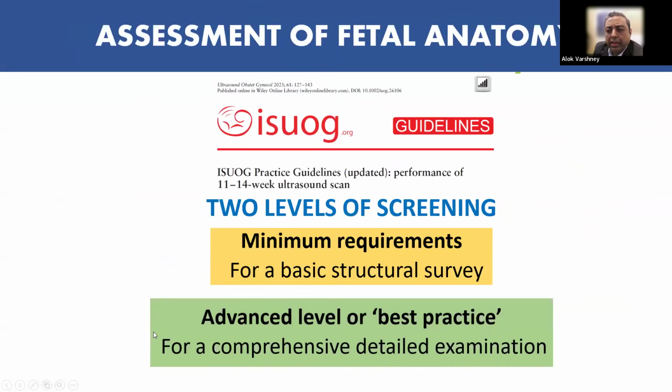But for beginners, at least, I think the ISUOG guideline is better because it tells us about 2 levels of screening. Somebody who's just starting can simply do the minimum requirements and perform a basic structural survey. But I think whosoever is attending this course is aiming to be a specialist. They are already postgraduates or have done diplomas or some fellowships, etc. So we have to be aiming for the best practice. We have to do a comprehensive, detailed examination.